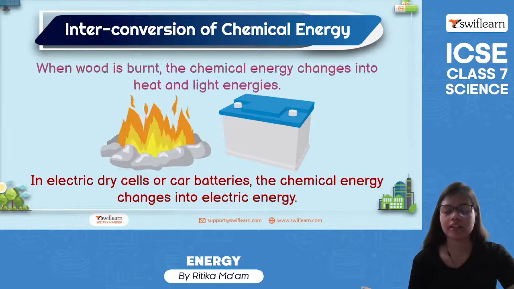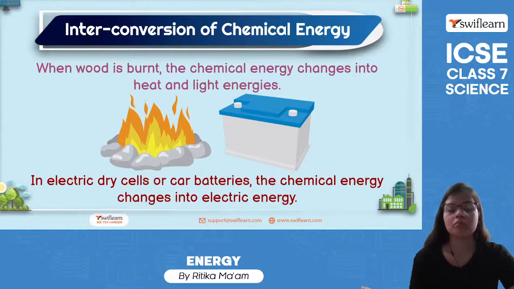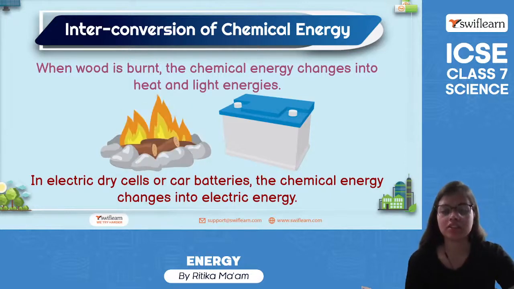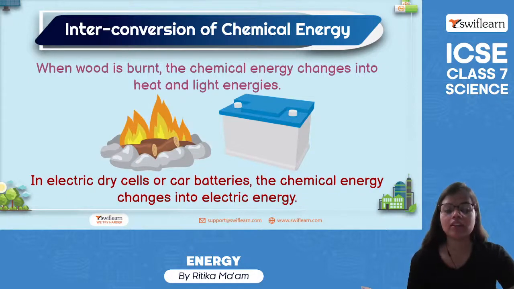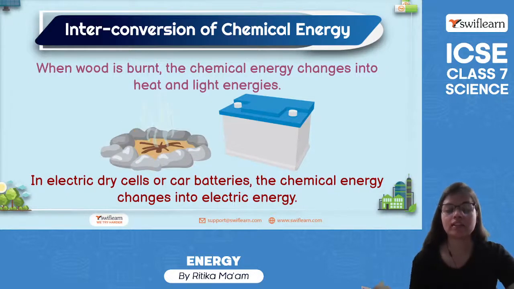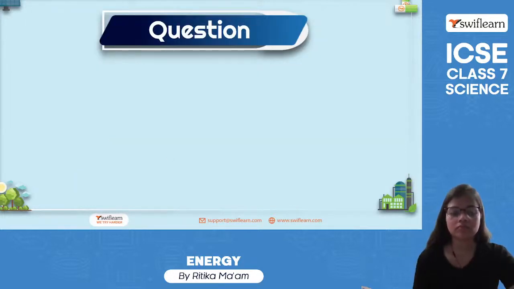Talking about chemical energy, how does it change? Whenever we are burning wood, or burning fuels, the chemical energy is changing into heat or light energy. Similarly in dry cells or car batteries, the chemical energy is changing into electrical energy.